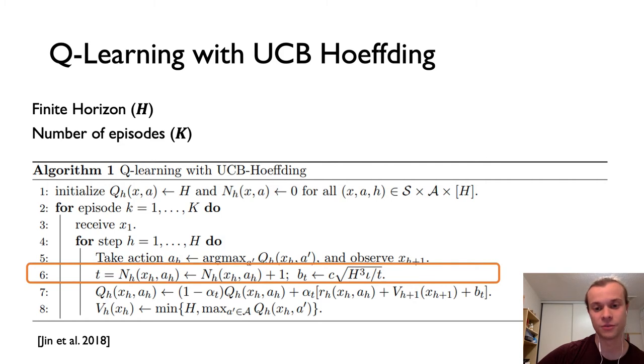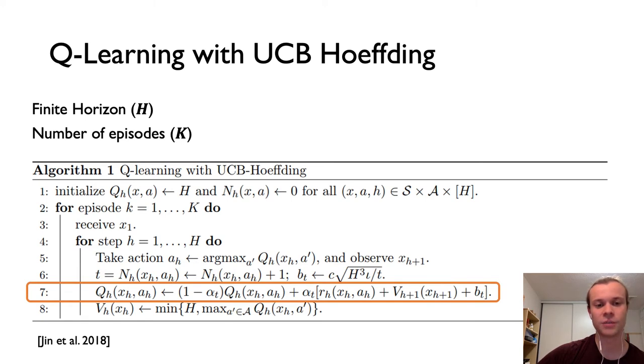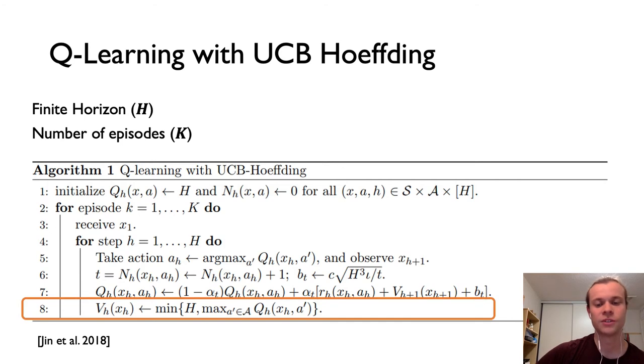The next step is different from the regular Q-learning algorithm. Now we update our counter, N, for the number of times we visited each state and action, and we update a bonus term. In the denominator there is the little t, which is equal to the N term, and essentially as you visit a state and action more and more, you get more and more confident, and your bonus decreases. This encourages exploration at states and actions when you have very little confidence in them. In step 7, you can see this is almost the Q-learning update, except there's a little bonus term near the end, which is different from the regular Q-learning update, and this encourages exploration for states and actions that we have little confidence in. Finally, we truncate the value to make sure that it does not surpass the maximum possible value at any state, which is H.